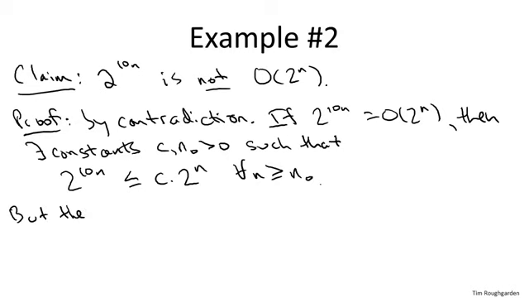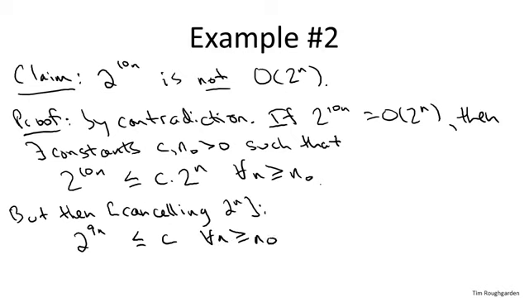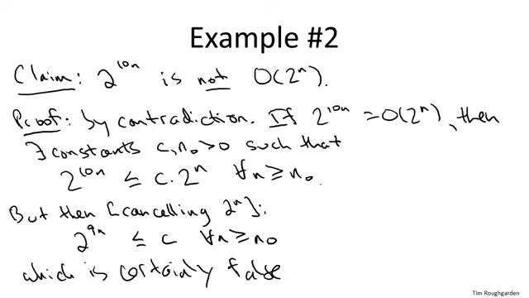If we divide both sides by 2 to the n, which is a positive number, what we find would be a logical consequence of our assumption is that 2 raised to the 9n is bounded above by some fixed constant c for all n at least n naught. But this inequality is certainly false. The right-hand side is some fixed constant independent of n. The left-hand side is going to infinity as n grows large, so there's no way that this inequality holds for arbitrarily large n. So that concludes the proof by contradiction.